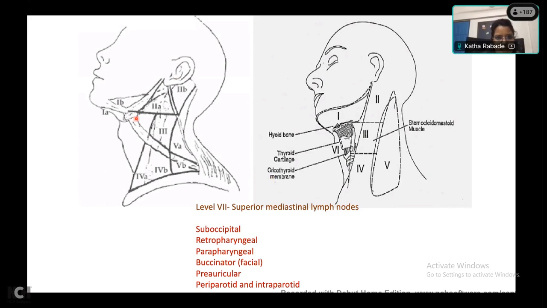So these are the lymph node levels. This is level 1A, 1B, submental node, submandibular node. Upper jugular are level 2A, level 2 nodes. Middle jugular are level 3 and level 4 nodes are the lower jugular nodes. The posterior compartment nodes are the level 5 nodes. The anterior compartment nodes are the level 6 nodes. Other nodes include superior mediastinal nodes, suboccipital nodes, retropharyngeal nodes, parapharyngeal nodes, buccinator, preauricular, periparotid, and intraparotid lymph nodes.